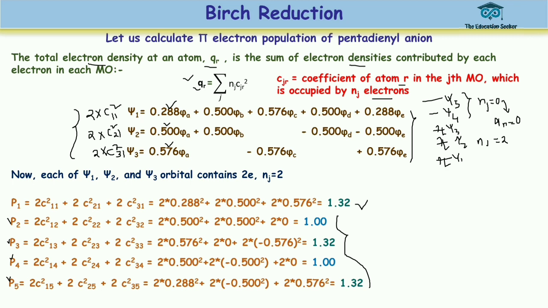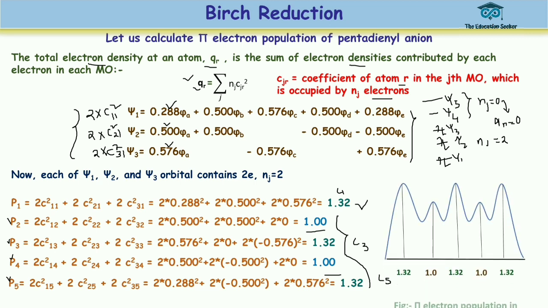So you notice that the pi electron densities at carbon 1, carbon 3 and carbon 5 are very high compared to carbon 2 and carbon 4. So here is a plot. You can see the pi electron population at carbon 1, carbon 3 and carbon 5. So it is supporting that the protonation at carbon 1, carbon 3 and carbon 5 are equally favorable.